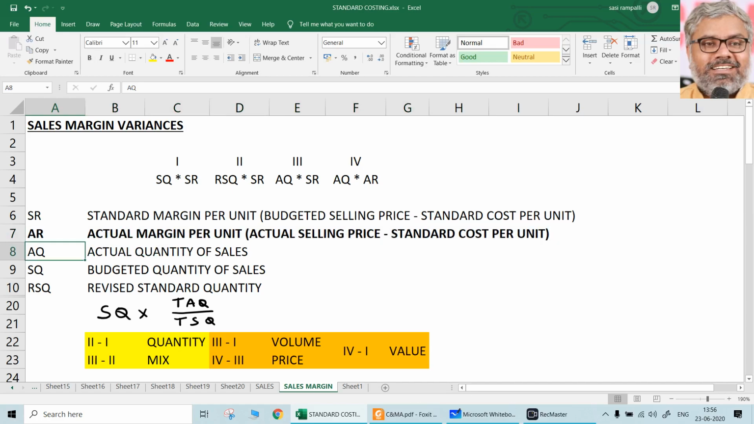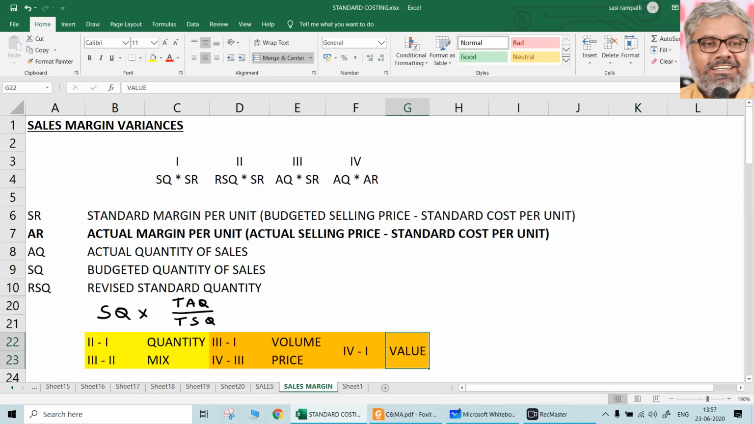Remaining things are the same. AQ means actual quantity of sales. SQ means budgeted quantity of sales. RSQ means revised standard quantity or revised budgeted quantity, whatever you want to call it. How do you calculate RSQ? Same way: SQ into total of actual quantity divided by total of standard quantity. Names of the variances are also the same, but instead of calling it sales variance, we call it sales margin variances. So sales margin quantity variance is 2 minus 1. Sales margin mix variance is 3 minus 2. Sales margin volume variance is 3 minus 1. Sales margin price variance is 4 minus 3, reversed.